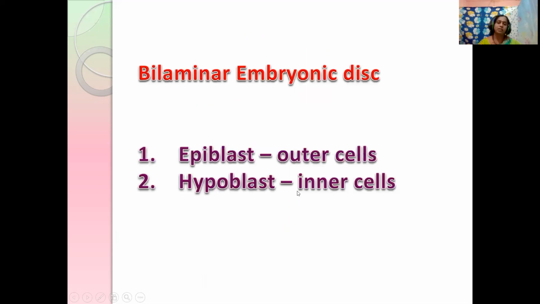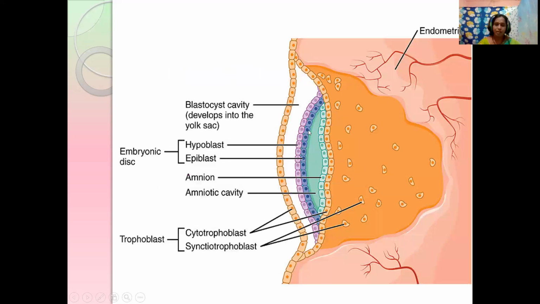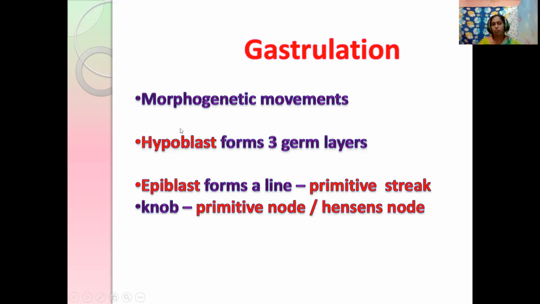And when you see the inner mass of cells, these are forming disc-like structures called embryonic discs. These embryonic discs are again classified into 2 types, epiblast and hypoblast. Just see, students, this is the epiblast and this is the hypoblast. As there are 2 layers, it is called the bilaminar embryonic disc. After the blastocyst comes the next stage called gastrula.